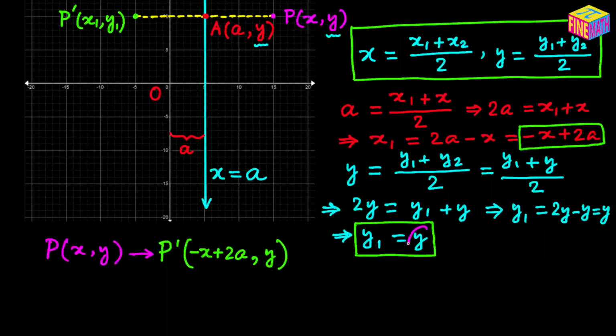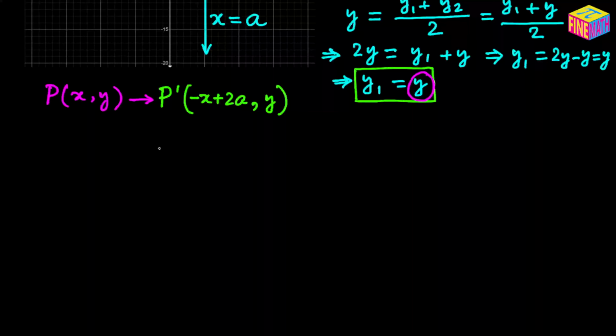This is the y coordinate right here, which is again the same as the y coordinate of the original point, but the x coordinate would be negative x plus 2 times a. So let's take an example, and in the example we're going to use the same formula here.